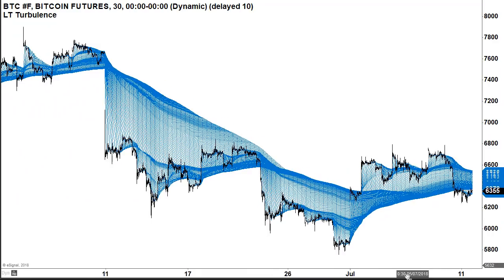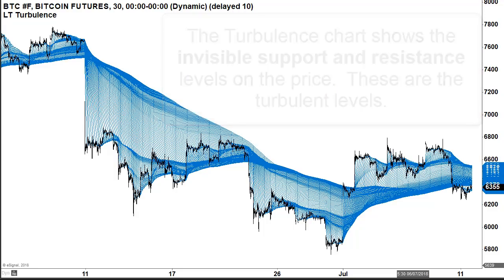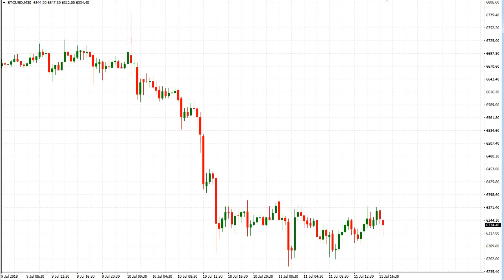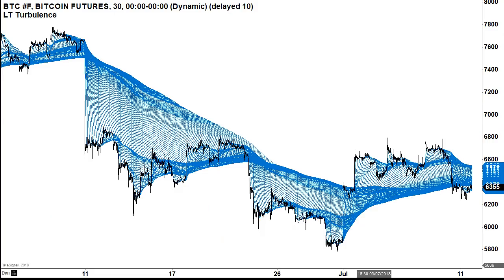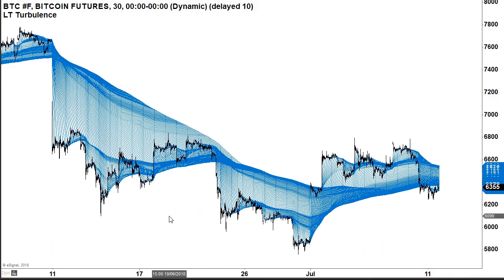Now, in other words, what we're looking at here are patterns which show to us the invisible levels of support and resistance, if you want to call it the floor and the ceiling of Bitcoin. Again, you don't normally see this on other charts. For example, here's a normal chart of Bitcoin on a 30-minute chart, and here's the same chart on a 30-minute time frame, but this time by looking at the turbulent levels, okay?